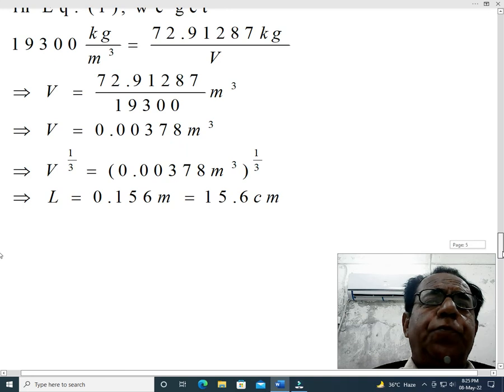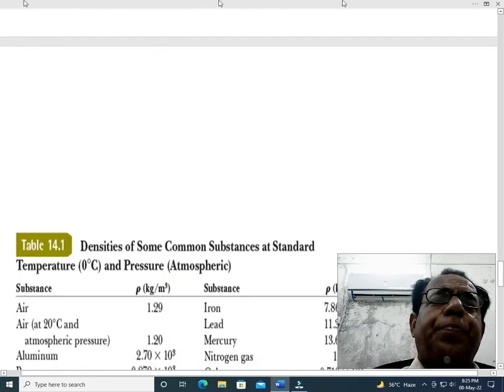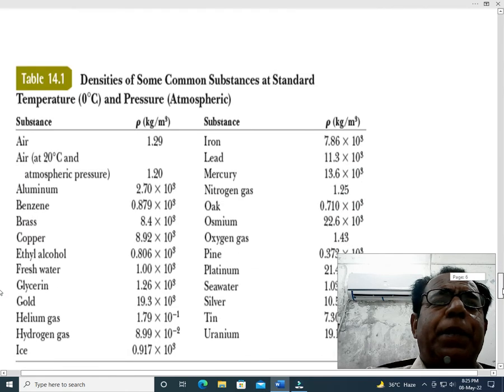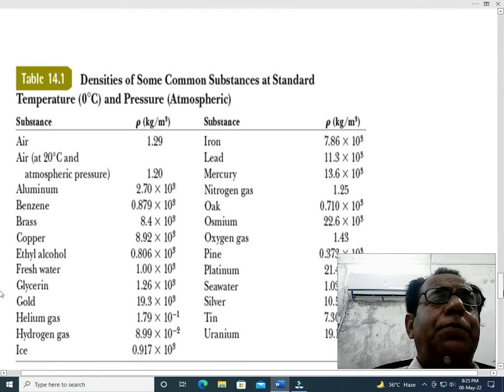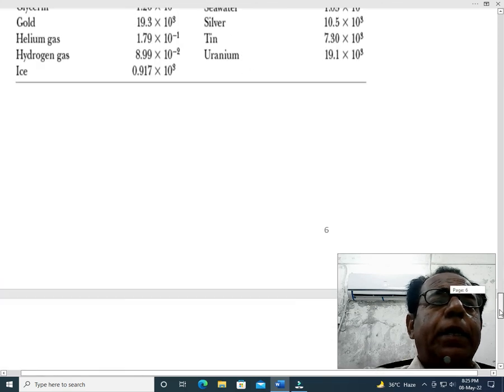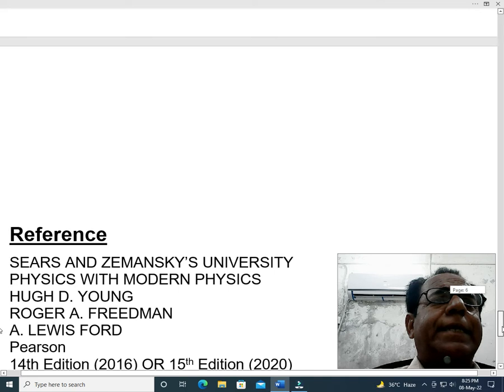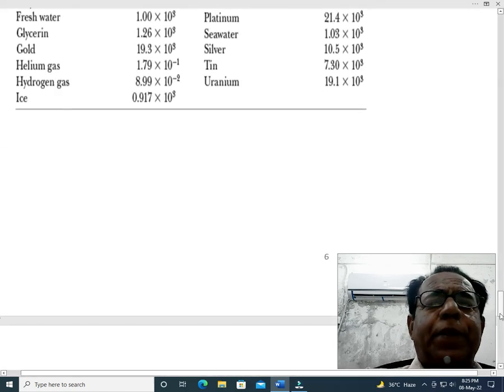Now we move to next. There is nothing, there are only tables. From this table we had shown the value of density of gold, and in next there is only a reference.